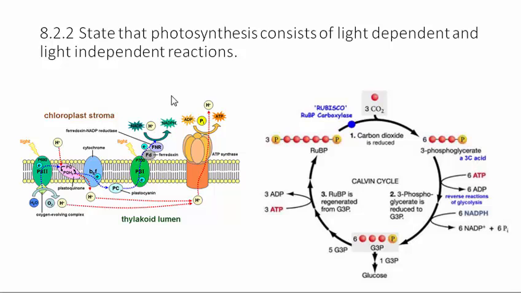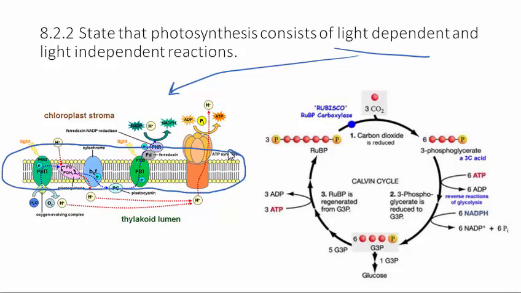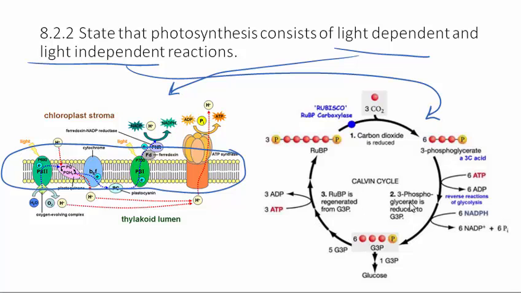The next assessment statement says, state that photosynthesis consists of light-dependent and light-independent reactions. So these are the two, and we'll explain these in more detail. But for now, you have to know that there are two sets of reactions. The one on the left is the light-dependent reactions. It requires light, and that occurs in the thylakoid membrane. And on the right, the light-independent reactions, also known as the Calvin cycle. This occurs in the stroma of the chloroplast.